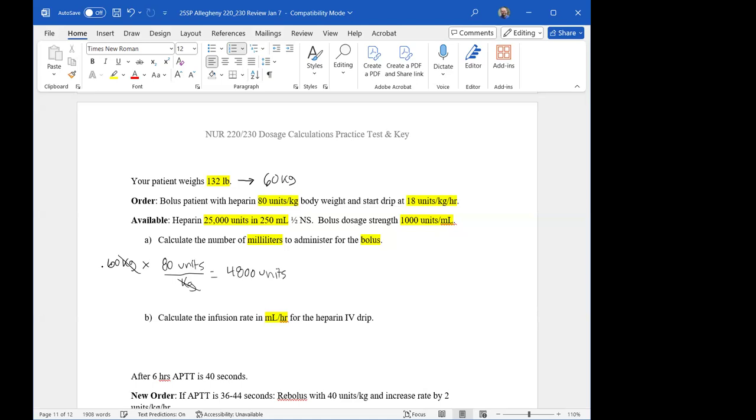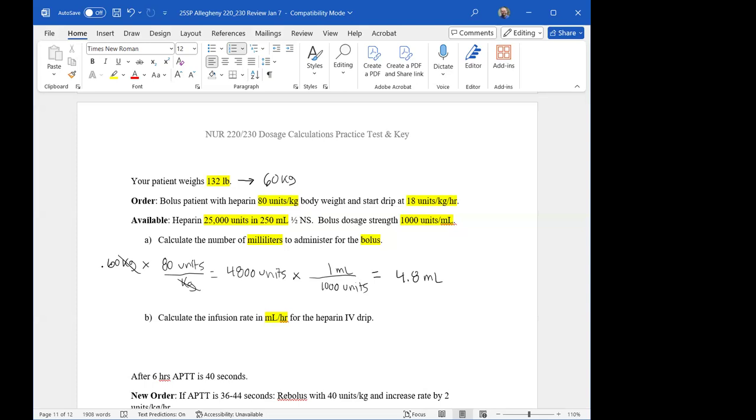Now, if it's asking for milliliters, we have to have a way to convert units to milliliters. Since we're calculating the bolus, that's how I know which available to use when they give me two availables. So I'm going to calculate using the bolus dose strength of 1,000 units per milliliter, and what I get is an answer of 4.8 milliliters. So my initial bolus will be 4.8 milliliters for a 60 kilogram patient.